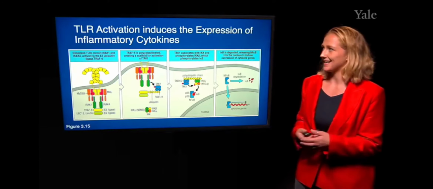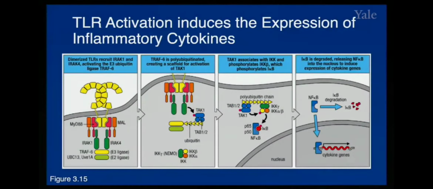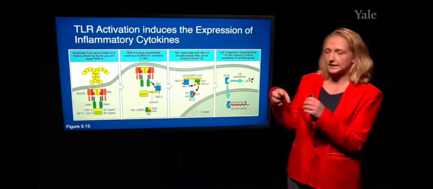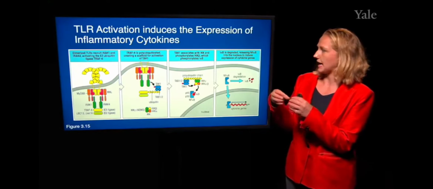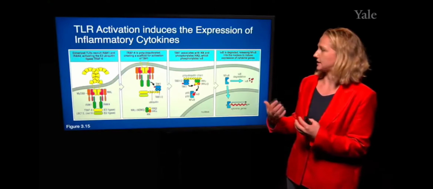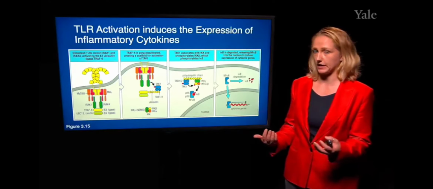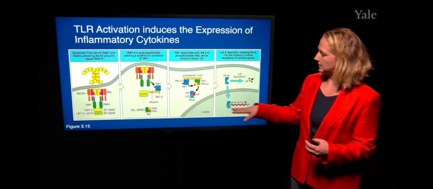This protein, TRAF6, is then polyubiquitinated, creating what's called a scaffold for the activation of TAK1. And then TAK1 associates with IKK and phosphorylates IKK beta, which then leads to the phosphorylation of I-kappa B. And I-kappa B is interesting because it holds and keeps inactive a protein called NF-kappa B. So NF-kappa B is a really critical transcription factor that is important in initiating the transcription of cytokine genes.